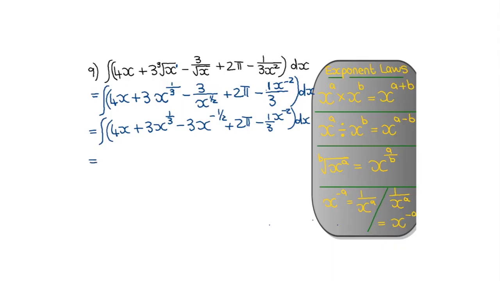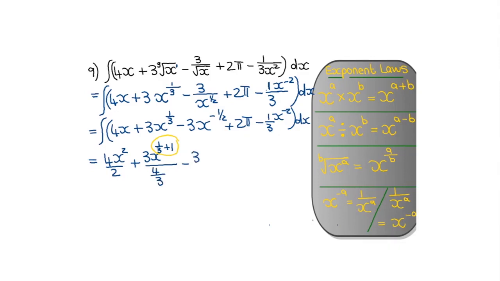So if I start with the integration, it's going to be 4x to the power 1 is what I have, plus another 1 is 2, divide by that new exponent. 3x to the power a third is what I have, plus 1, divide by this new exponent. Now what is this new exponent? A third plus 1 is 1 1/3, which is 4 over 3.